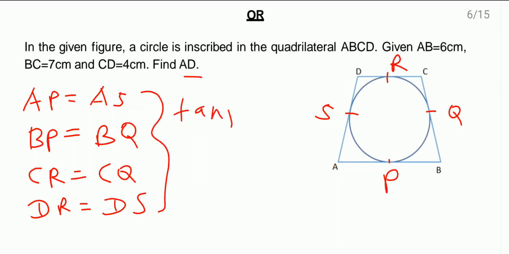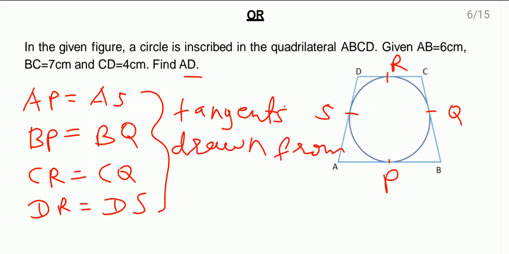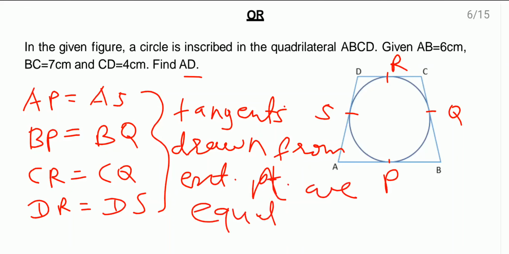Here, tangents drawn from an exterior point are equal in length to the circle, these tangents to the circle. Now what I will do?